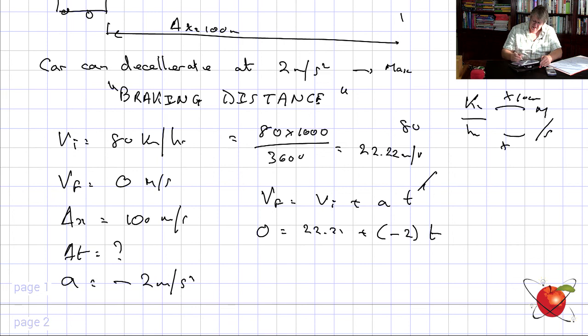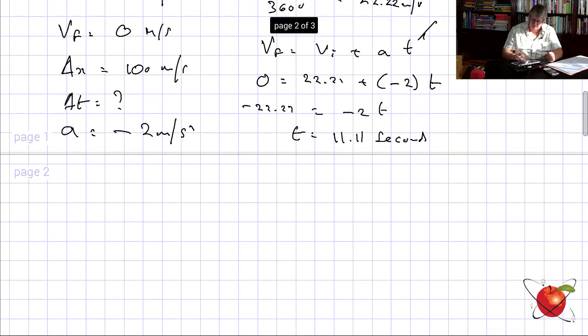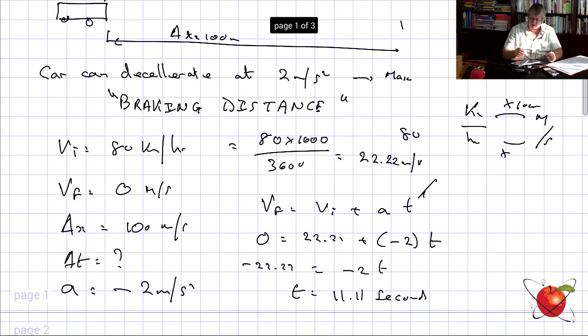Therefore, minus 22.22 is equal to minus 2t. Therefore, t is going to be equal to, dividing it out by 2, 11.11 seconds. So we know delta t at that acceleration. In other words, if we put the brakes on and decelerate at the maximum, it's going to take 11 seconds to stop.